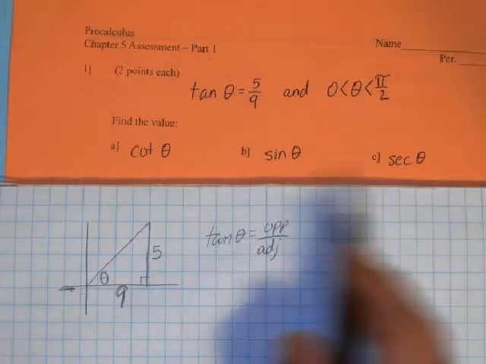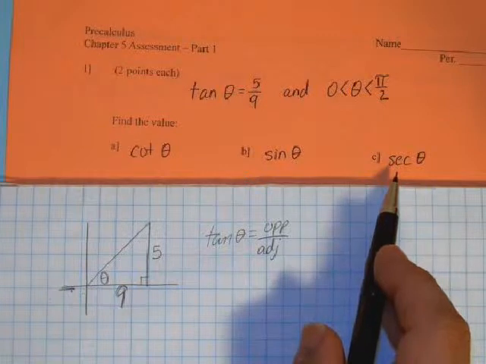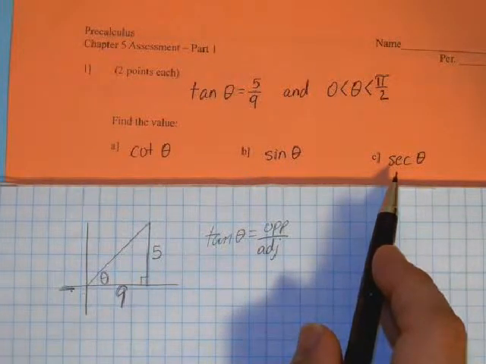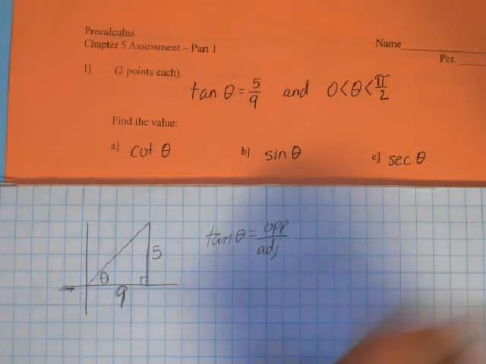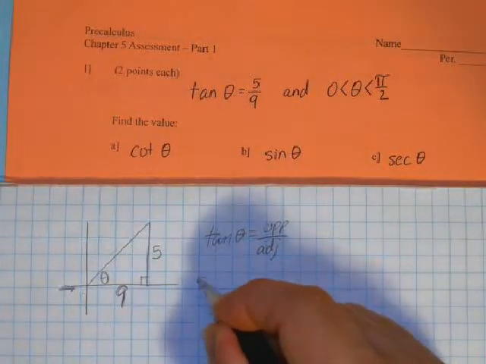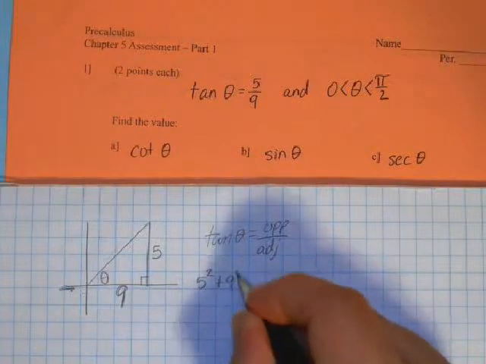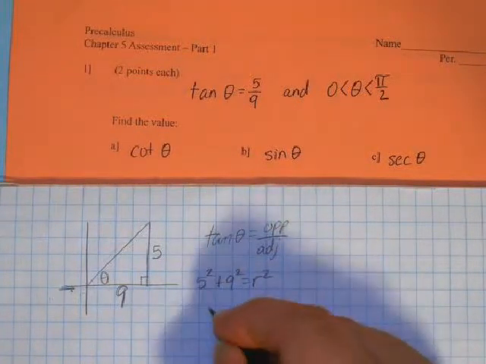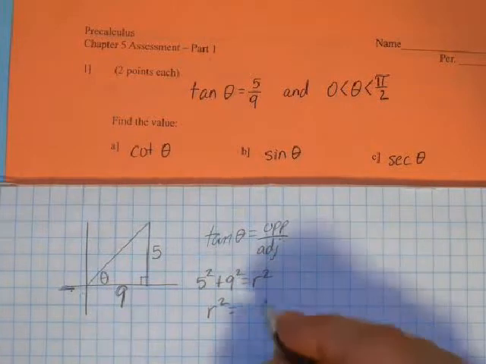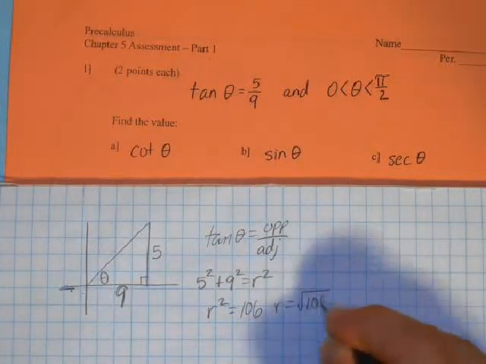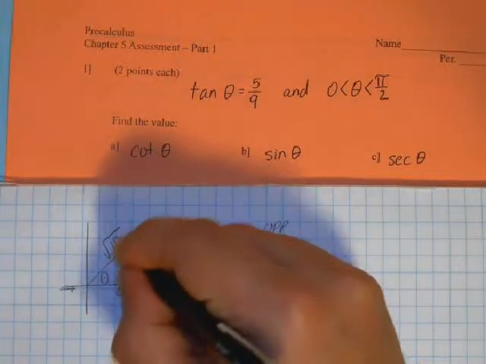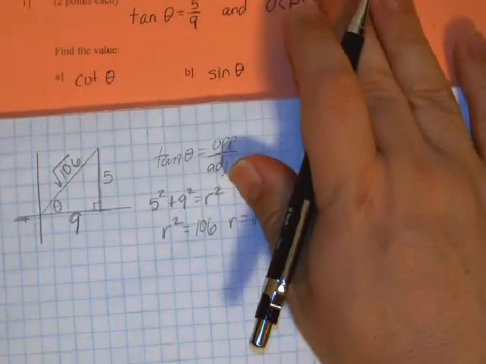Since we need to find sine and secant, which both involve the hypotenuse, or the radius, we need to find this length. So we know that a squared plus b squared equals c squared. R squared is 106. Since the radius can't be negative, we get radical 106.